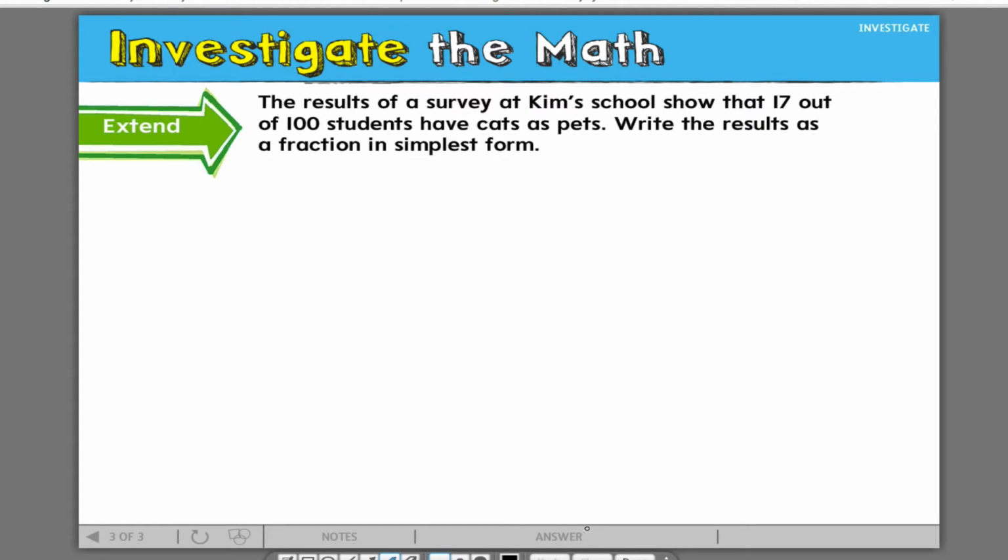The result of a survey at Kim's school showed that 17 of 100 students have cats as pets. Write the result as a fraction in simplest form. So we have 17 over 100.